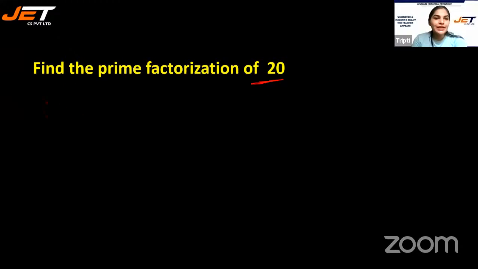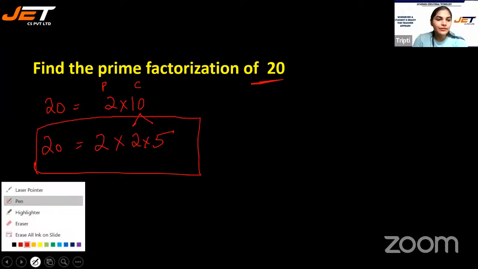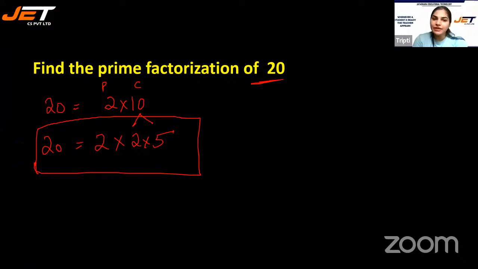So 20 can be written as 2 times 10. But I know that 2 is a prime number, 10 is a composite number. I'll try to split it. 2 as it is, 10 can be written as 2 times 5. So the prime factorization of 20 is 2 times 2 times 5.